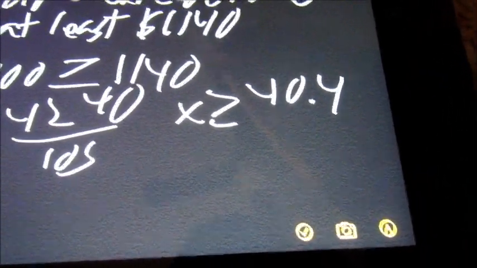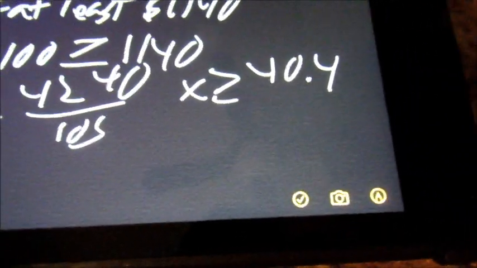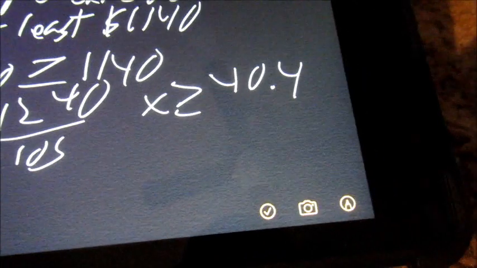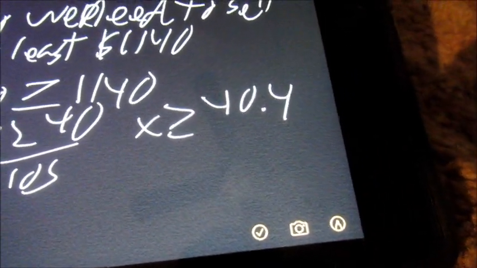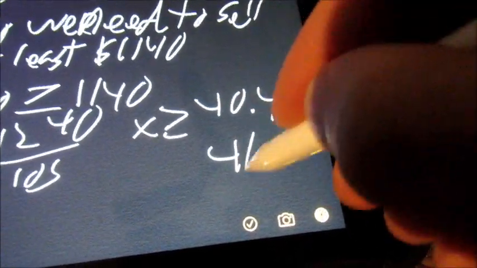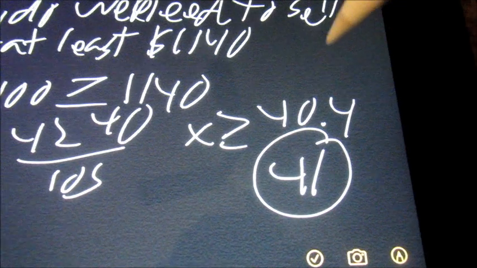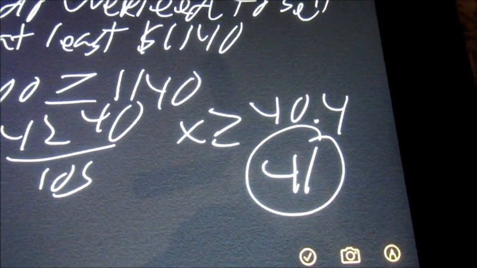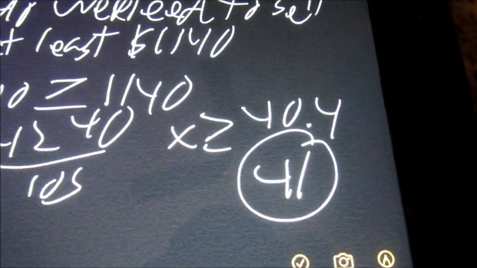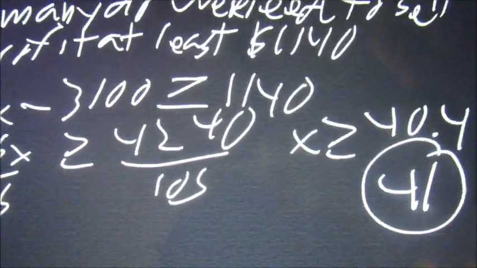But remember that we have to make at least $11.40. If we do 40 meals, we won't quite get $11.40. So we have to round this up to be 41 full meals. Even if this had been 40.01, we have to round up in order to get what our minimum is going to be.